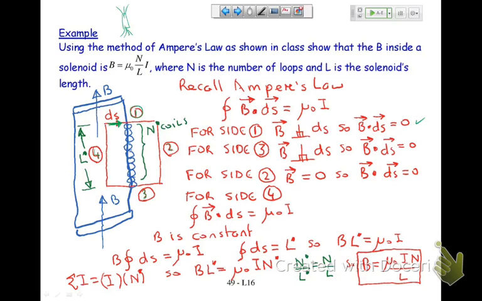For side 3, by the same argument, my ds is pointing in the other direction now, because it follows a loop. So my ds is pointing in the negative x direction, and my B is still pointing in the positive y-axis, but they're still 90 degrees to each other. So again, B dot ds equals 0. Forget about that. For line 2, my ds is going downwards, negative y. My B is pointing in the positive y direction. So they're parallel to each other.